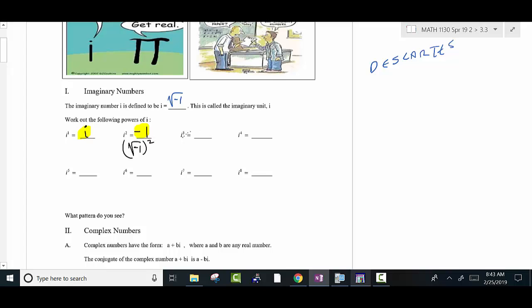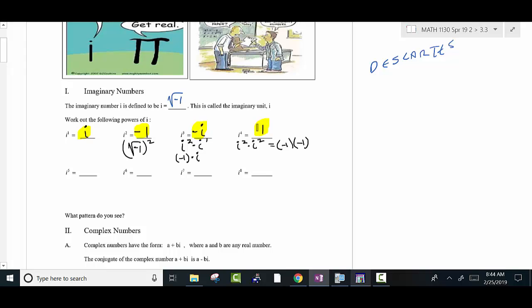Okay, so it goes like this. When you do i to the third, you just do i to the second times i. You can break it up into i to the second times i to the first. Well, i to the second is -1, so -1 times i is -i. So i to the third is -i. For i to the fourth, there's more than one way to break these up, but you could say i squared times i squared. What's i squared? It's -1. So -1 times -1 gives you +1. That's how you can reason out what the powers of i are.